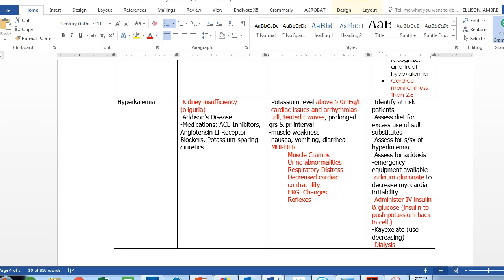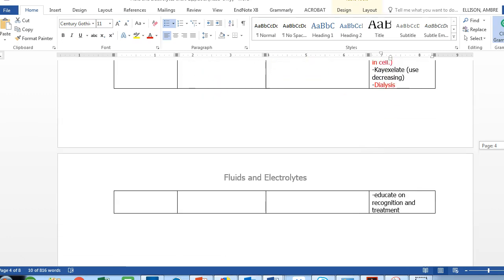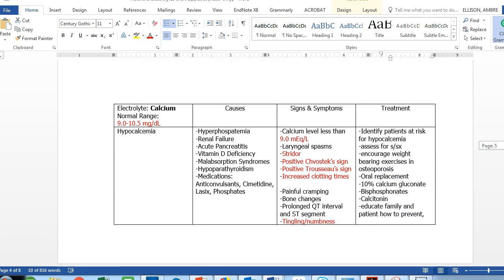Emergent treatment: IV calcium gluconate, IV regular insulin, and D50. The insulin is to help push the potassium back into where it goes, and the D50 is so the patient doesn't become hypoglycemic. In severe cases, they are going to have dialysis.